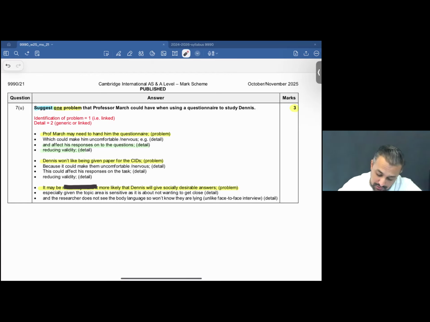The second one: Dennis won't like being given paper for CIDS because it could make him uncomfortable and nervous. I know what's with the CIs publishing these marking schemes. Because it could make him uncomfortable or nervous, that is Dennis. How is this particular problem affecting the credibility of the research? This could affect Dennis's response on the task, which would again reduce the validity.